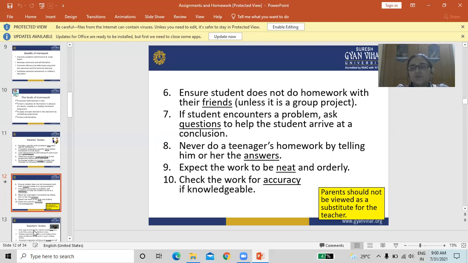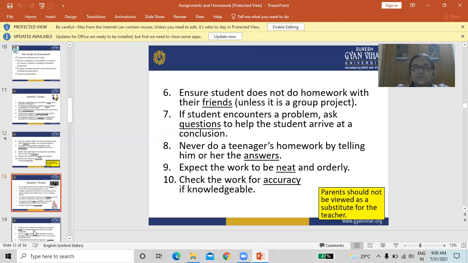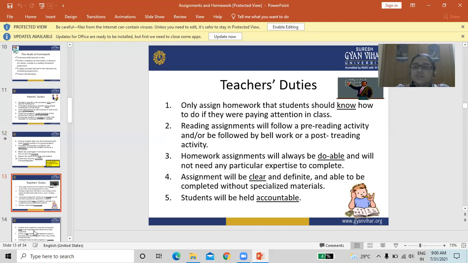Parents should not be viewed as a substitute for the teacher. Teacher duties in assignment: only assign homework that the student should know how to do if they were paying attention in class.